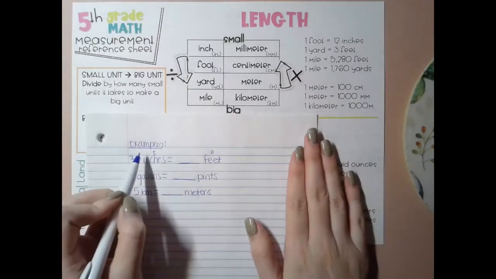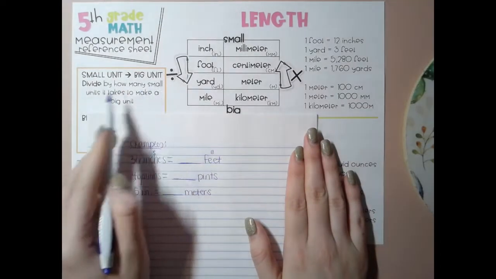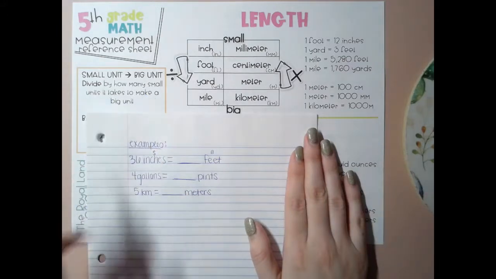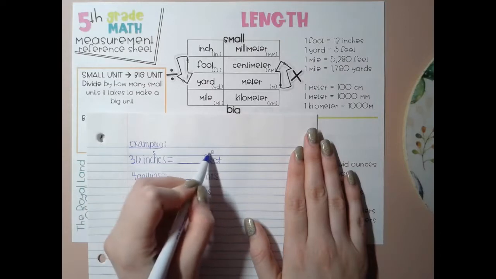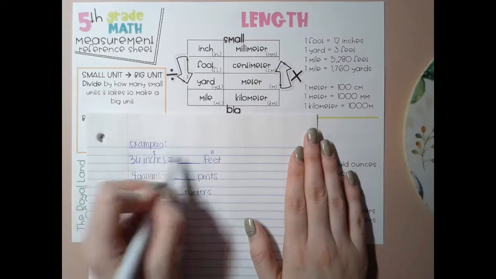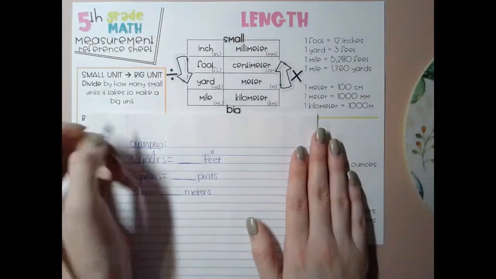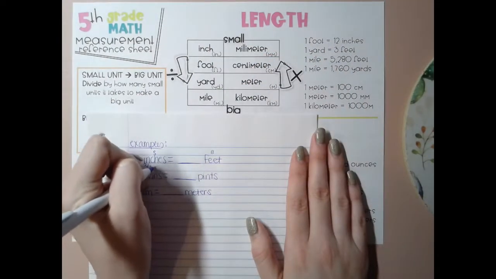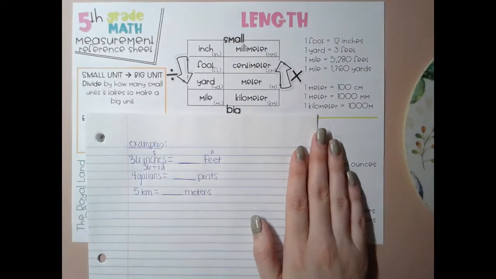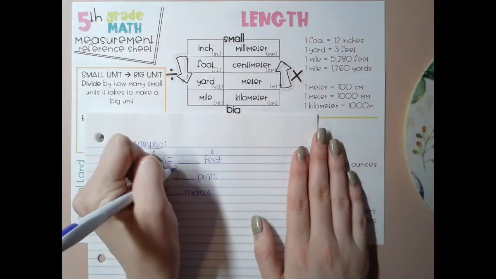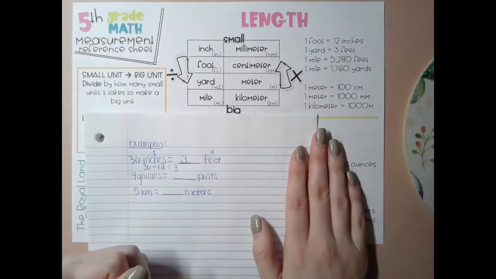But again, I'm going from a small unit to a big unit, so I need to divide by how many small units it takes to make up a big. I usually point to it. Divide by how many small units make up a big unit. How many inches make up a foot? So I come here, there are 12 inches in a foot. That means I'm taking 36 and dividing it by 12. 36 divided by 12 is going to be 3. So 36 inches is equal to 3 feet.